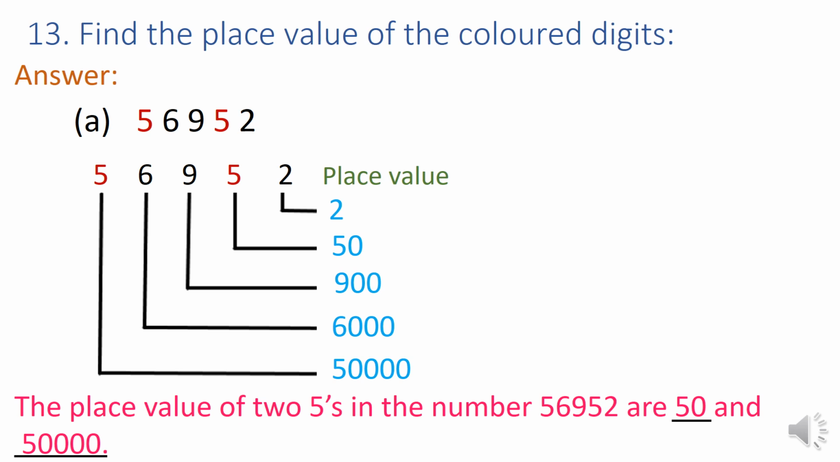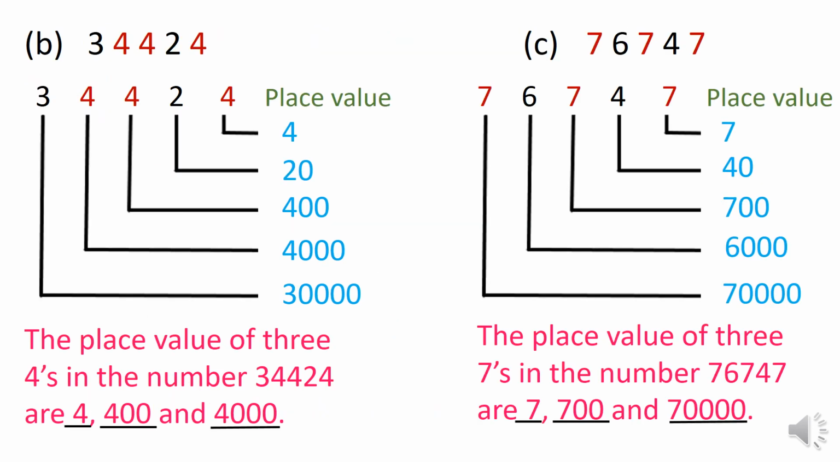So the place values of the two fives in the number 56,952 are 50 and 50,000. Our second number is 34,424. Three fours in the number 34,424 are colored. So our question is, find the place value of these three fours.